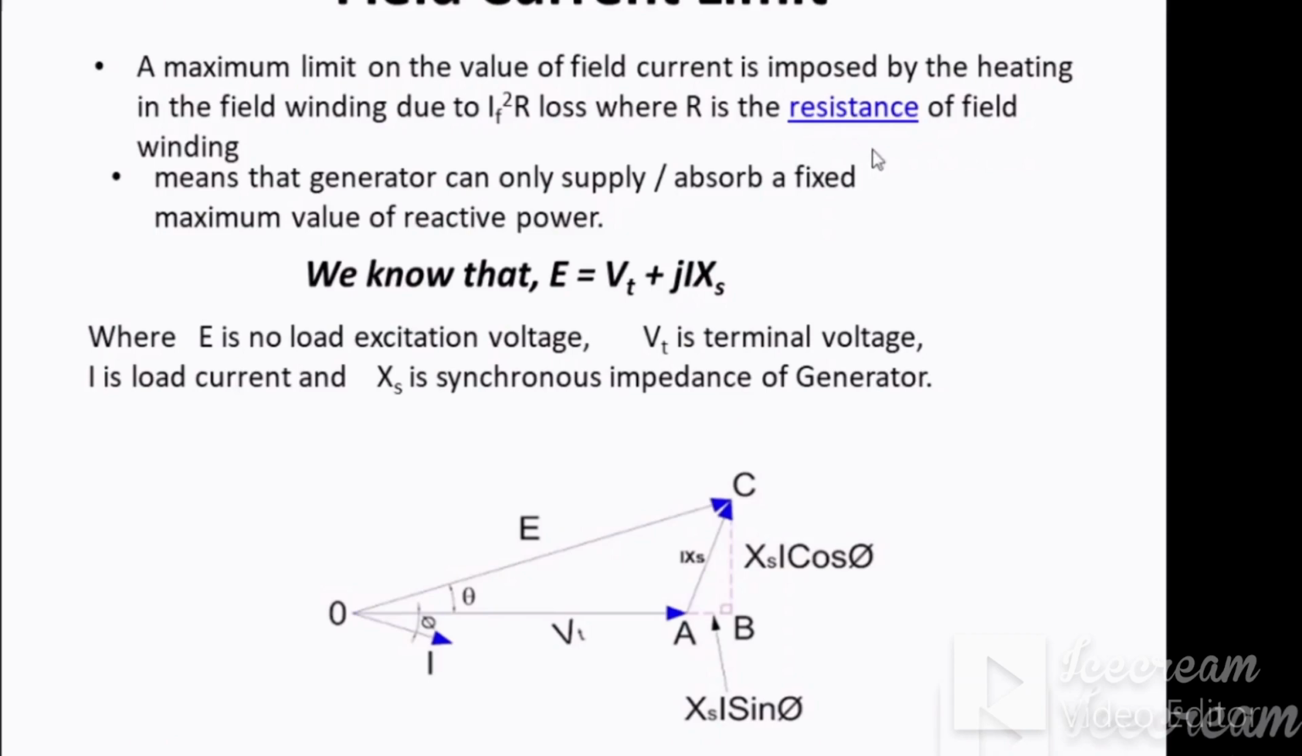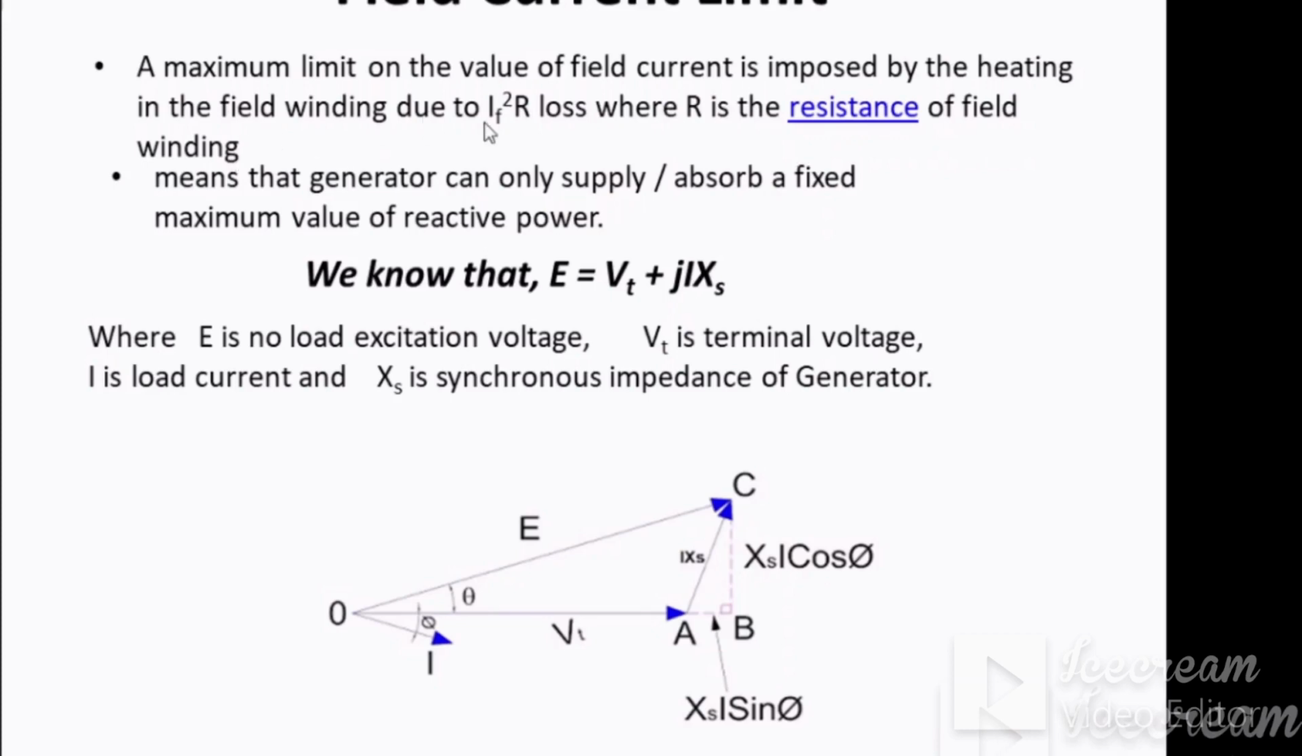Now we will see the field current limit. As I have said, the field in the alternator is the rotor part. The maximum limit on the value of the field current is imposed by heating in the field winding. So that field current must be within the limit in order to avoid I square R losses, which again cause the heating, because again your winding has the resistance parameter, and this actually causes the heating.